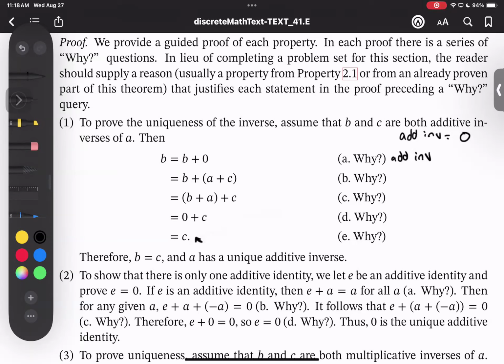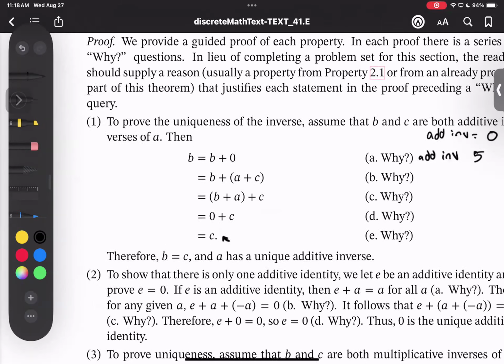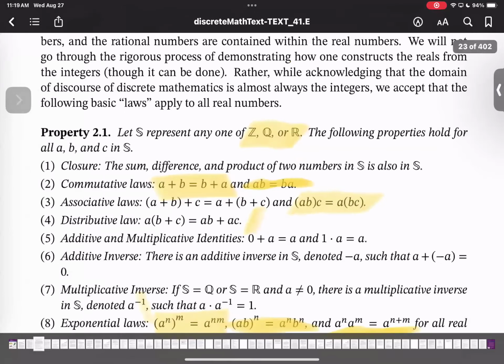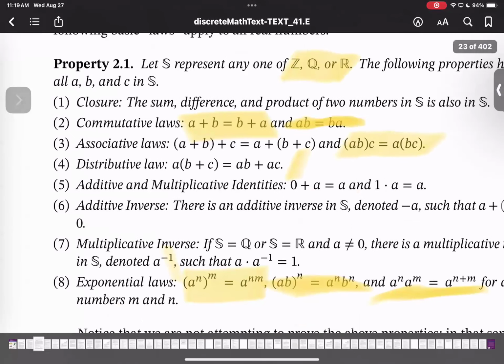So this step comes from property 5, the additive inverse. I think I have to, they're on different pages. So yeah, that's number 5 that we're looking at. Or additive identities, sorry, I got that wrong.